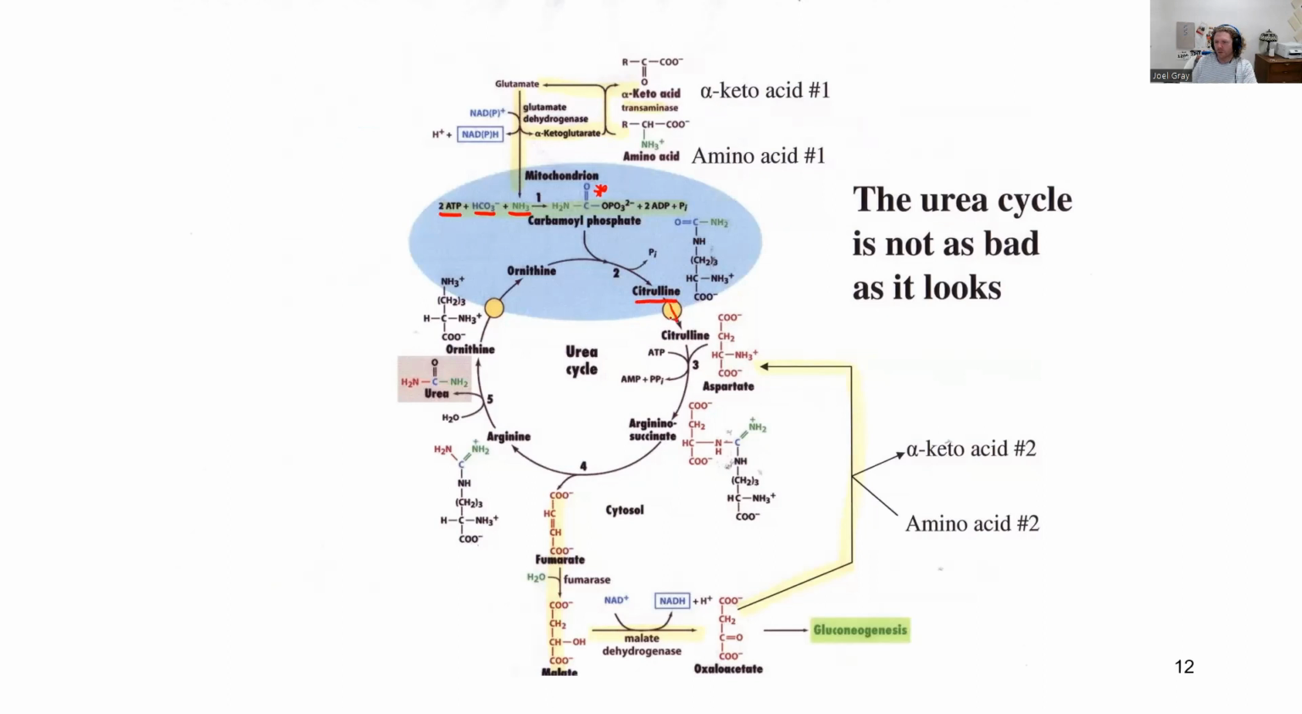Citrulline has to be transported out of the mitochondria into the cytosol. That citrulline will pair up with aspartate to make arginosuccinate. That arginosuccinate will be split into fumarate and arginine, and that arginine, which is right here, and actually I'm going to go ahead and erase that and focus in specifically on the R group.